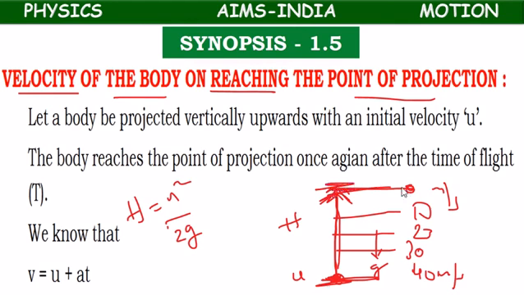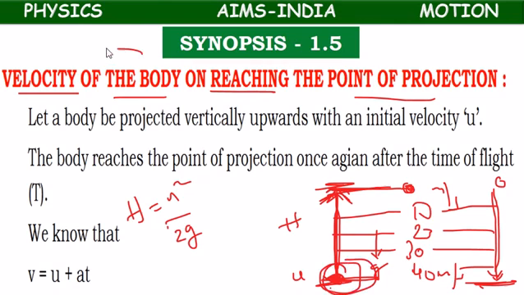When the velocity becomes zero, it can't go up. From there, it starts falling down to the ground, vertically downwards. But in what way? Velocity is zero, again it will become 10, 20, 30, 40. Like that, velocity will be increasing while coming downwards and finally it will hit the ground. In the same path it went up, it will come down and hit the point of projection.